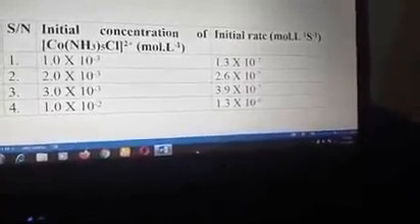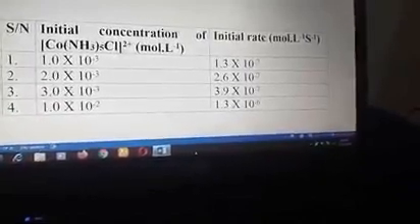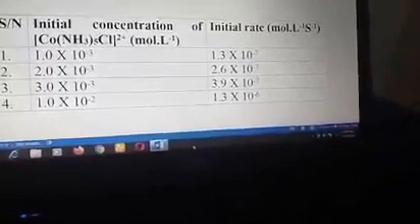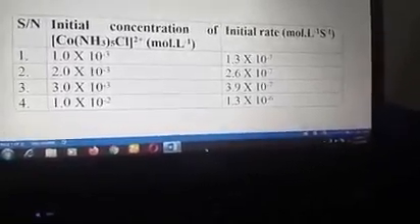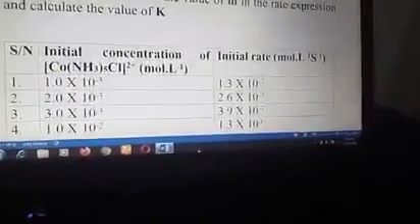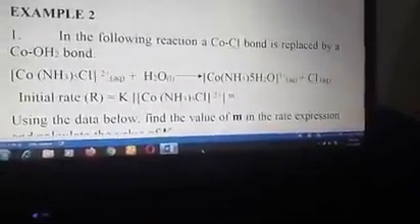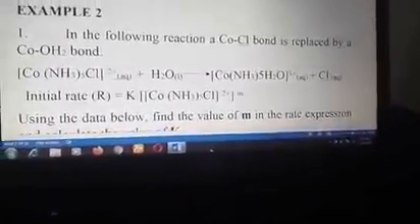Then number 3, the third set, 3.0 × 10^-3 is the initial concentration. The initial rate is 3.9 × 10^-7. Then the fourth, 1.0 × 10^-2 is the concentration, and the rate is 1.3 × 10^-6. So this is more like the first example, except that the difference here is that there are two reactant molecules in the bimolecular reaction, but the rate law only involves one of the reactants.